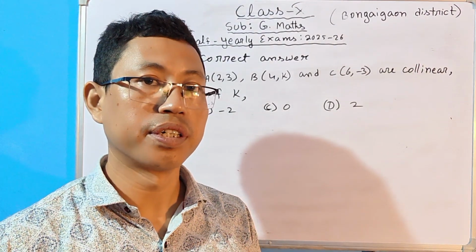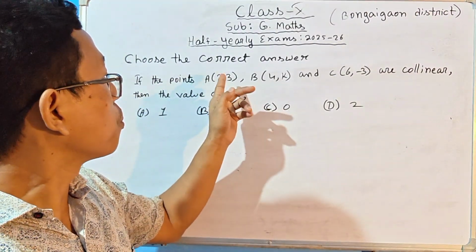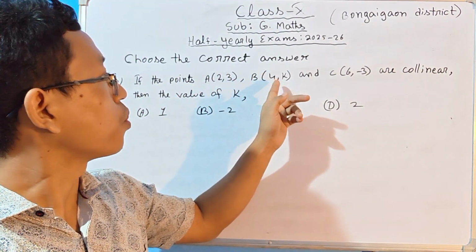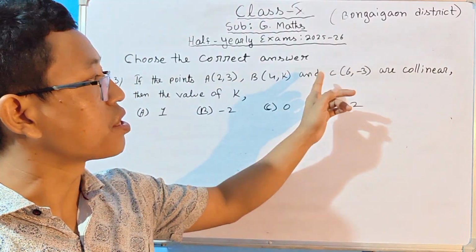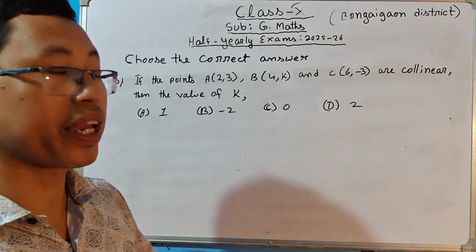Question number 13. Here we have, if the points A (2, 3), B (4, K) and C (6, minus 3) are collinear, then the value of K is.